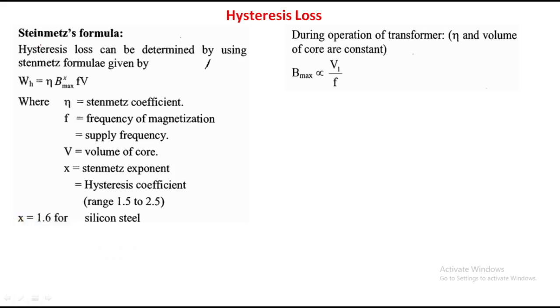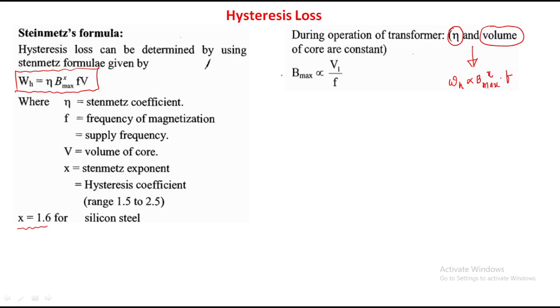We all know the empirical formula for calculation of hysteresis loss is eta Bmax power x into frequency into volume, and for silicon steel the value of x is 1.6. During the operation of a transformer, the eta value and the volume of the core are constant. So in this condition, the hysteresis loss is proportional to Bmax power x and the frequency.